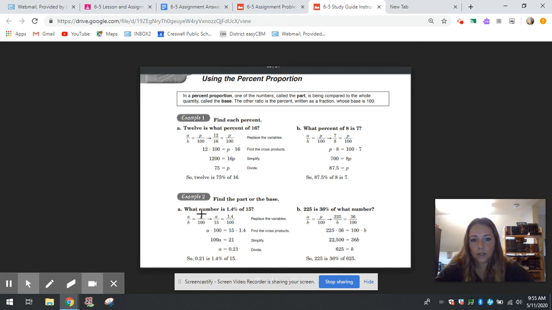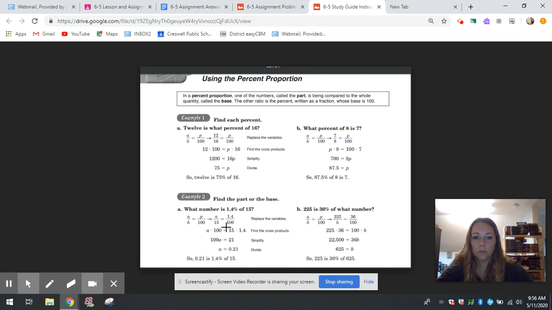Next one, what number is 1.4% of 15? Well, in this case, we know the percent, so instead of putting a variable up above the 100, we're going to put our 1.4 up there, because that's 1.4%, which means 1.4 out of 100 equals what number out of 15. So we don't know that number out of 15, so we'll put a variable. They chose A out of 15.